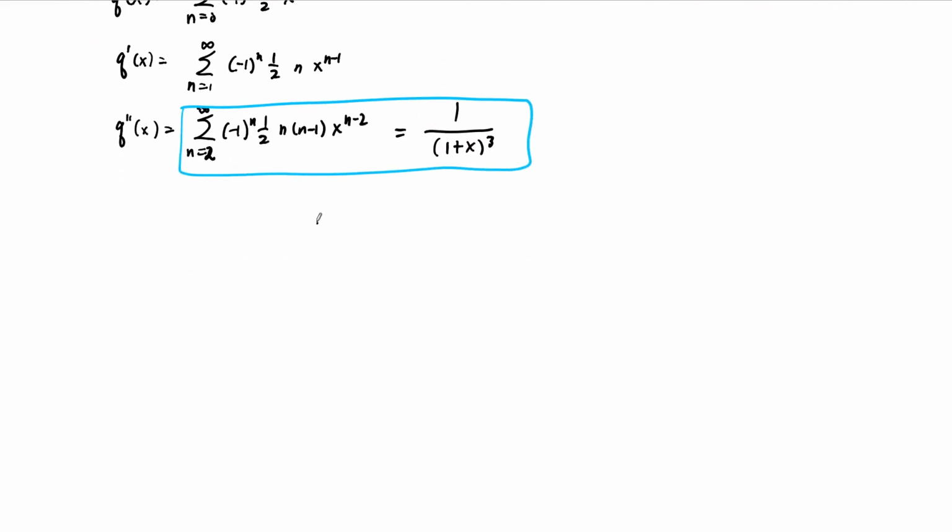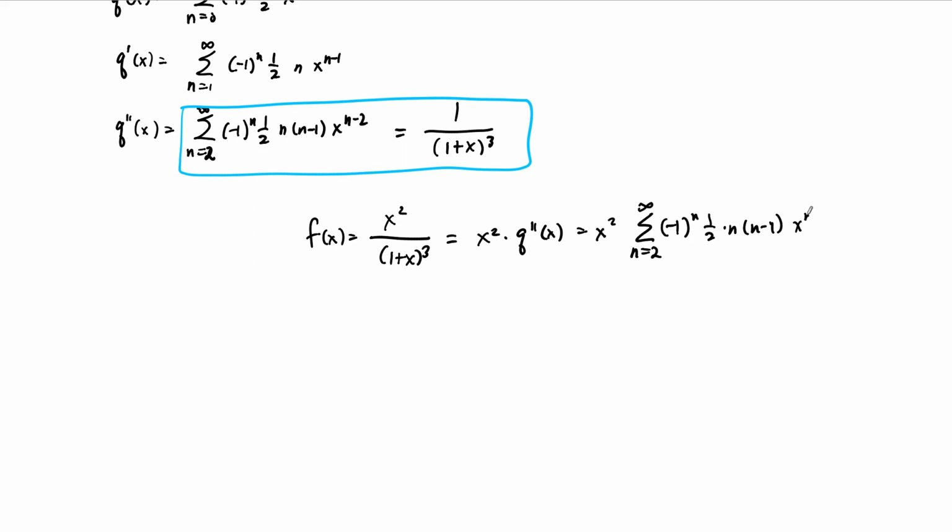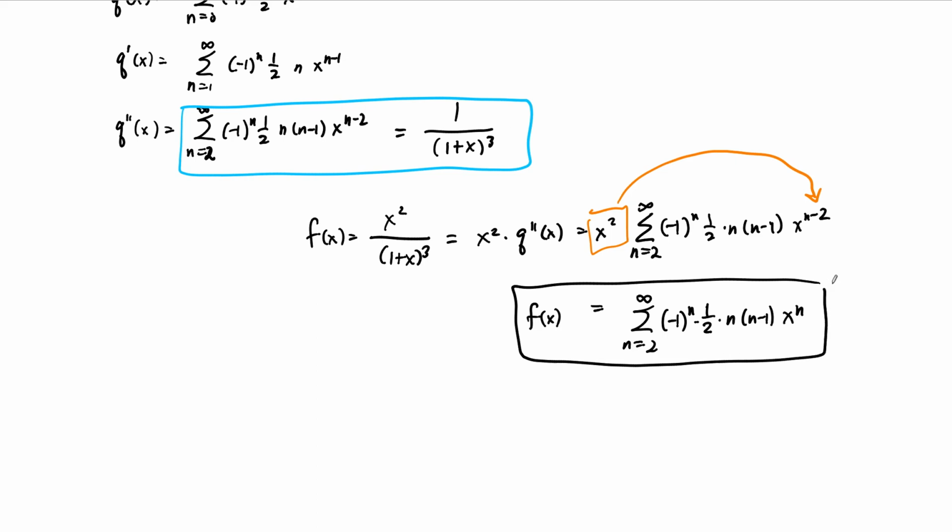So now we have to go back here and write our function f of x, which was x squared over this entire denominator. This is x squared times our power series, right? So this is x squared times the sum, n goes from 2 to infinity, negative 1 to the n, 1 half times n minus 1 times x to the n minus 2. And at this point, we can take this x squared and multiply it in, combine it with these ones, right? Okay? And so we end up with our function f of x equal to the sum n equals 2 to infinity. It starts at n equals 2. Negative 1 to the n times a half times n minus 1 all times x to the n. So there's a power series representation of our function x squared over 1 plus x quantity cubed.